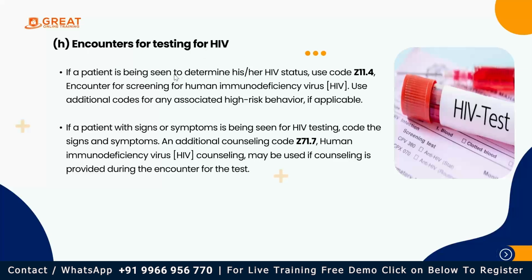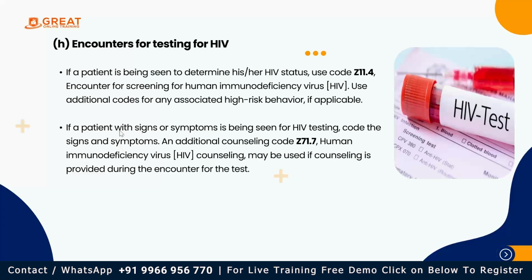Next guideline, encounters for testing for HIV. If a patient is being seen to determine his or her HIV status, use code Z11.4, encounter for screening for HIV. Use additional codes for any associated high-risk behavior if applicable. The status is not confirmed yet. The patient is just seen for determining his or her HIV status. In that case, we have to use Z11.4.